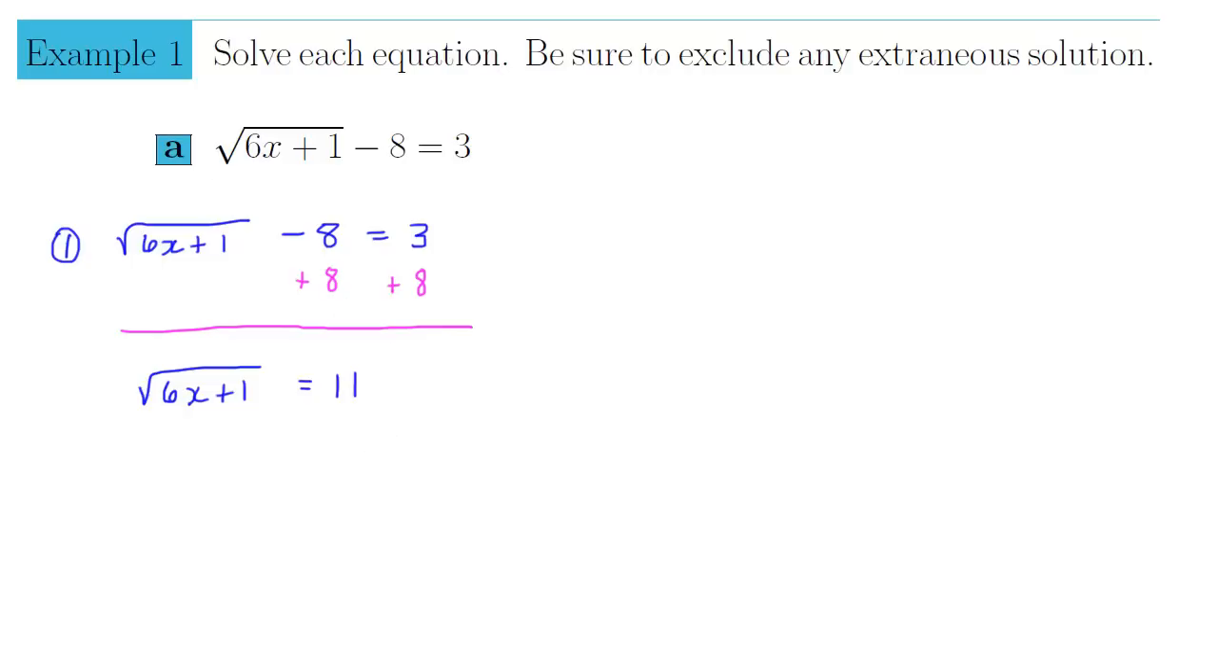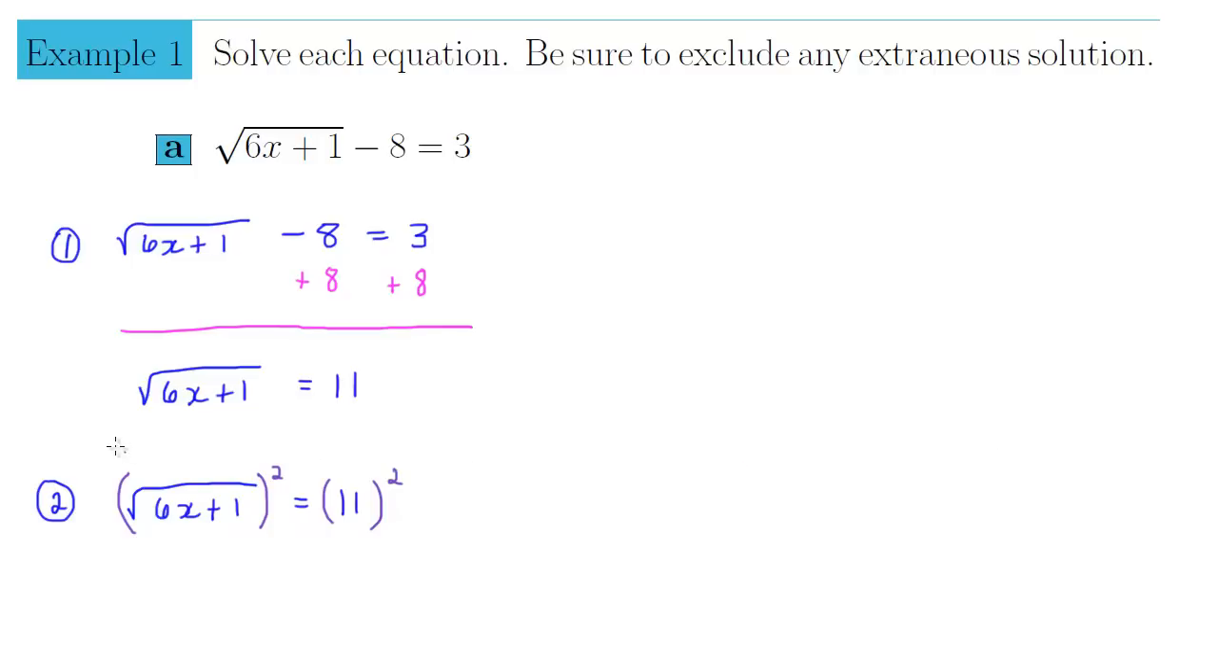Now step 2, after you've isolated the radical, you have to raise both sides to the appropriate power. Since I'm dealing with a square root, step 2 tells me to square both sides. So I'm going to take my new equation where I've isolated the square root, and I'm going to square both sides.